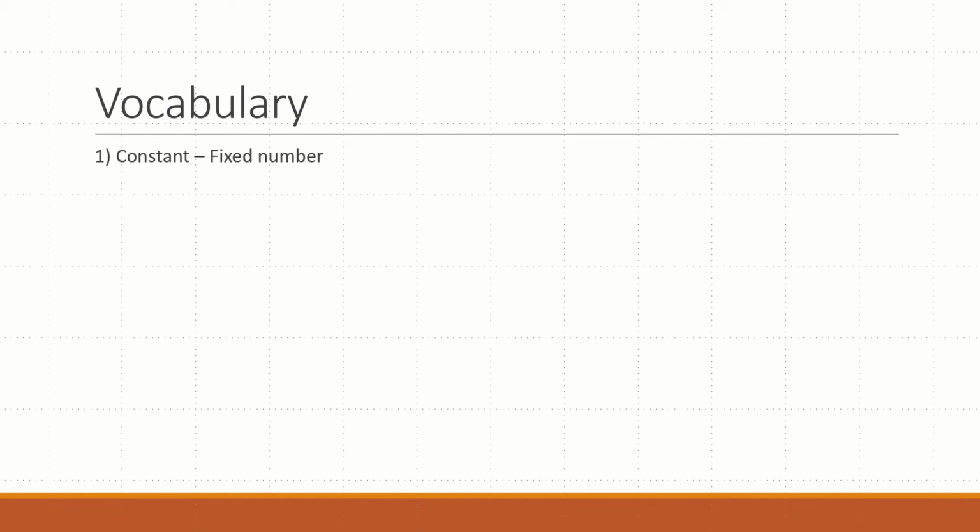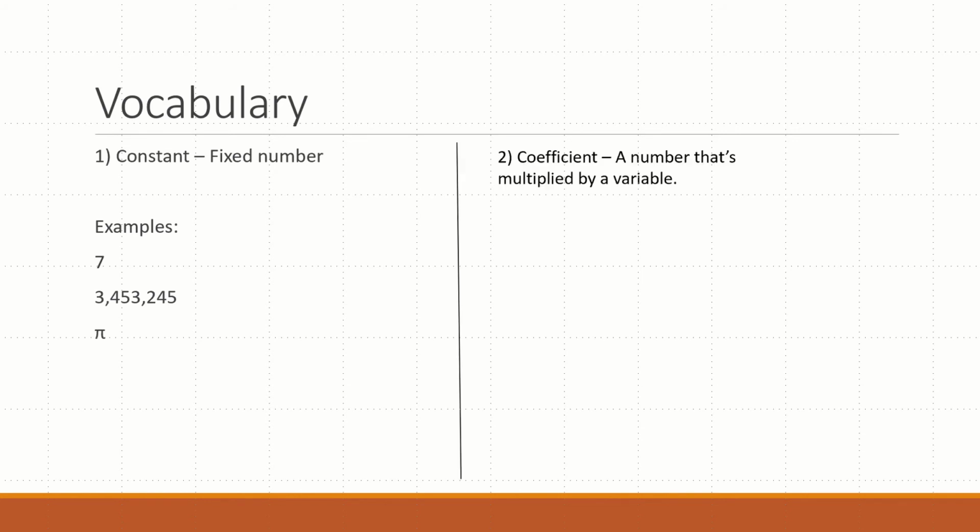So first thing is a constant, and basically what a constant is just a fixed number. So here's some examples. You can have 7 as a constant, 3,453,245, that's a constant, and pi, that's another constant, 3.1415, right? So that's what a constant is, as opposed to a coefficient, and that's a number that's multiplied by a variable.